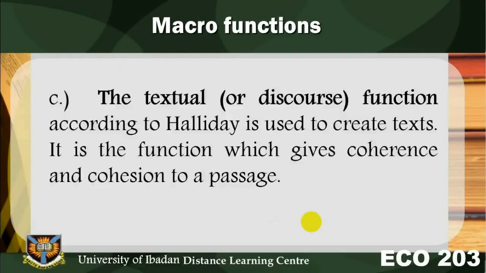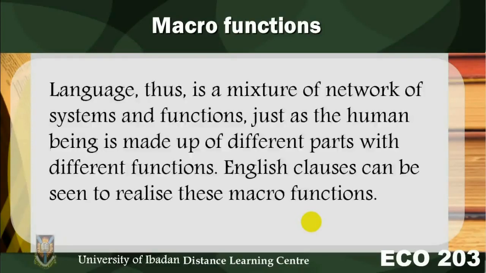C. The textual or discourse function, according to Halliday, is used to create texts. It is the function which gives coherence and cohesion to a passage. Language, thus, is a network of systems and functions, just as the human being is made up of different parts with different functions. English clauses can be seen to realize these macro functions.